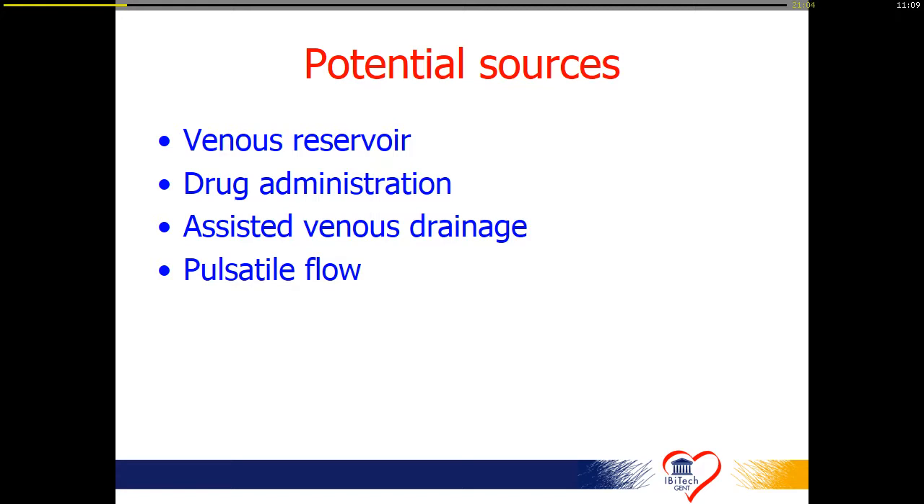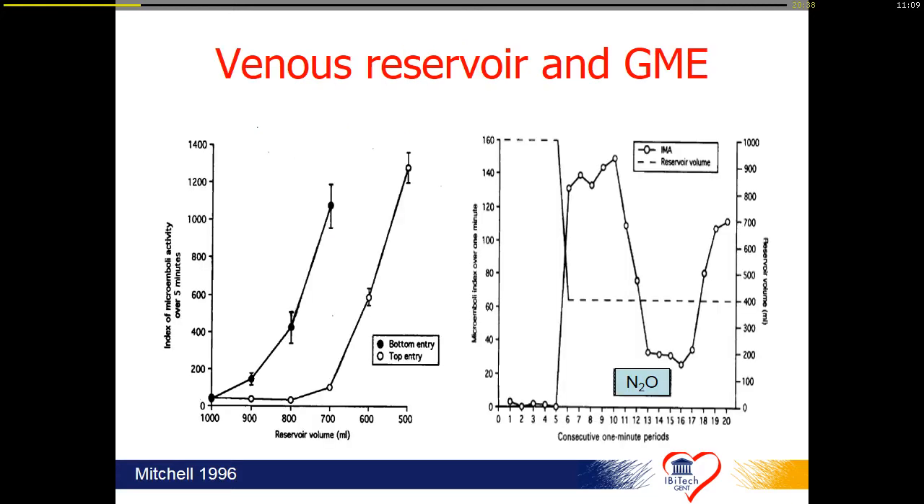So what are potential sources of GME in our system? The venous reservoir remains number one. And it remains number one because most of the air is actually introduced in the venous reservoir, whether it comes from the venous line or whether it comes from infusions of different sources. Drug administration would be, for example, one of these sources. Then we have assisted venous drainage, which is used more and more, and eventually the impact of pulsatile flow.